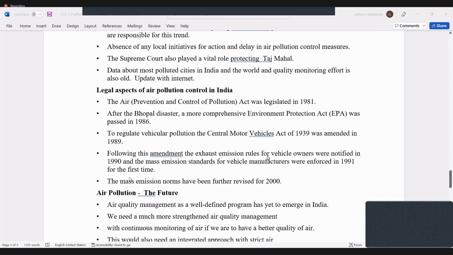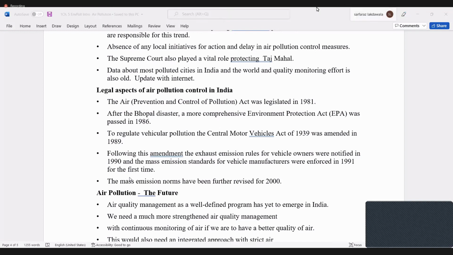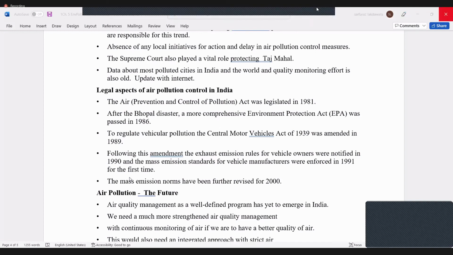Legal aspects of air pollution control in India: there are several laws and regulations which are made. But the problem in a country like ours is the implementation of this. Implementation takes a backseat in spite of having all the regulations which are at par with the Western developed countries. Corruption is one of the biggest causes which does not allow it to be implemented.